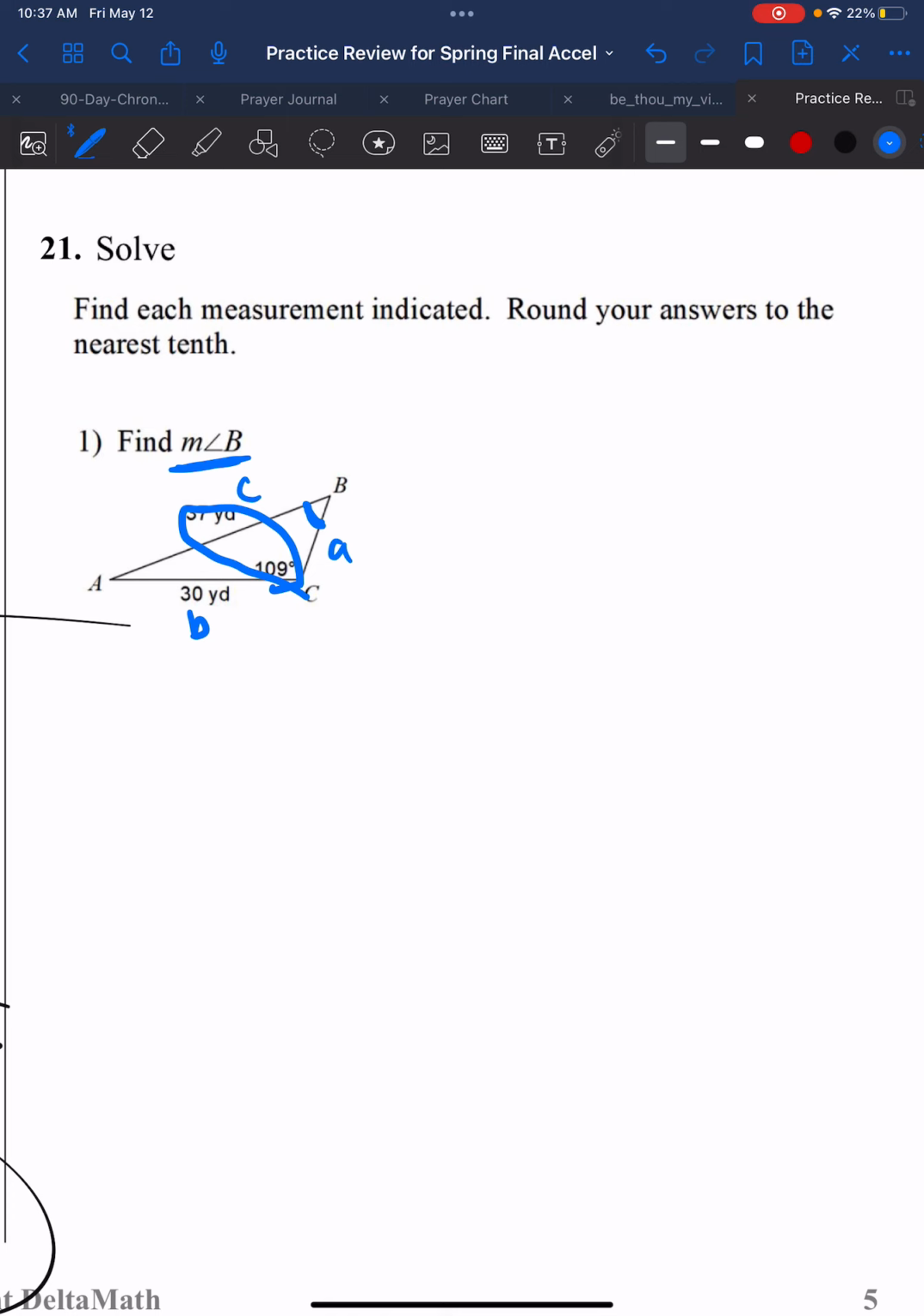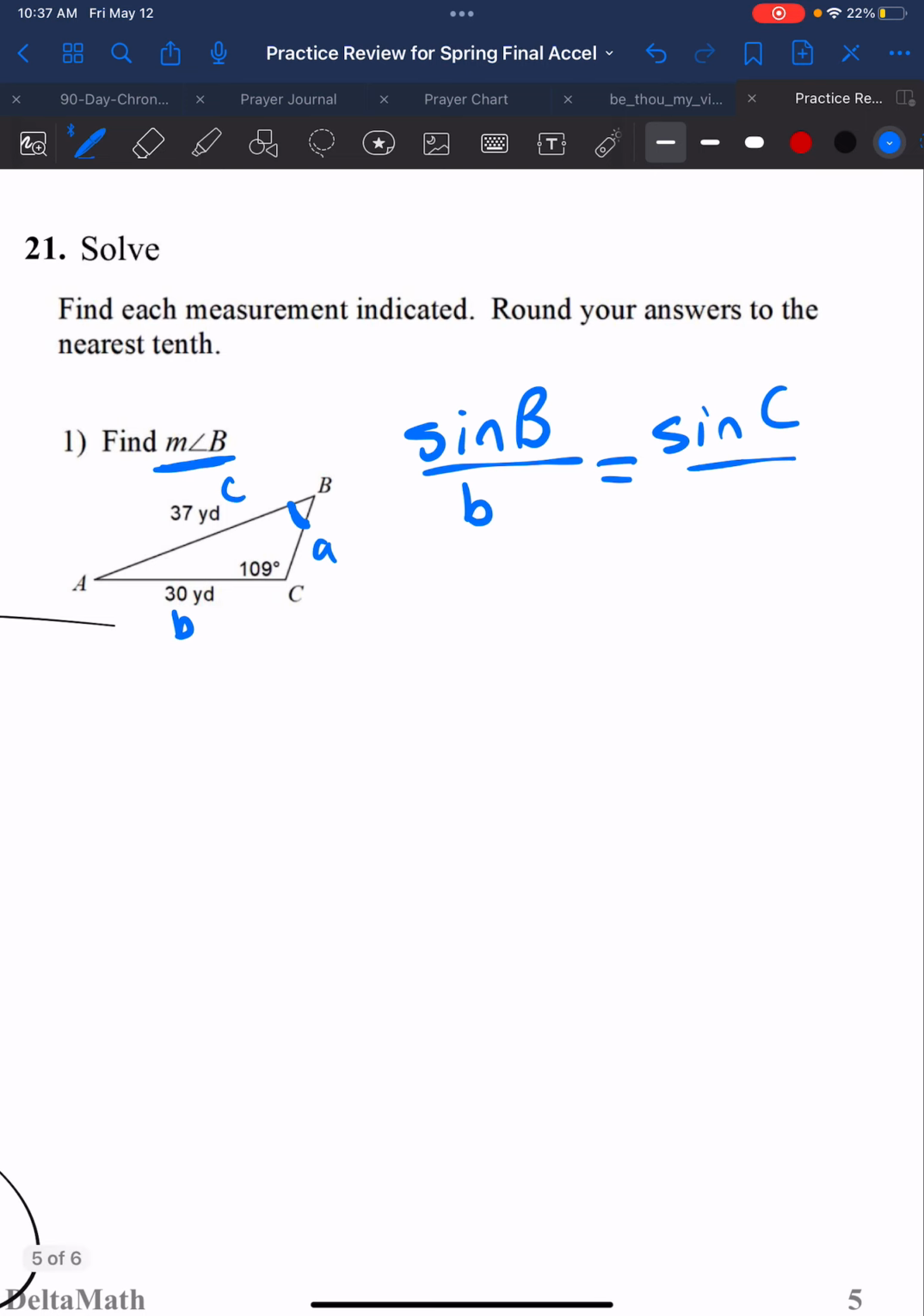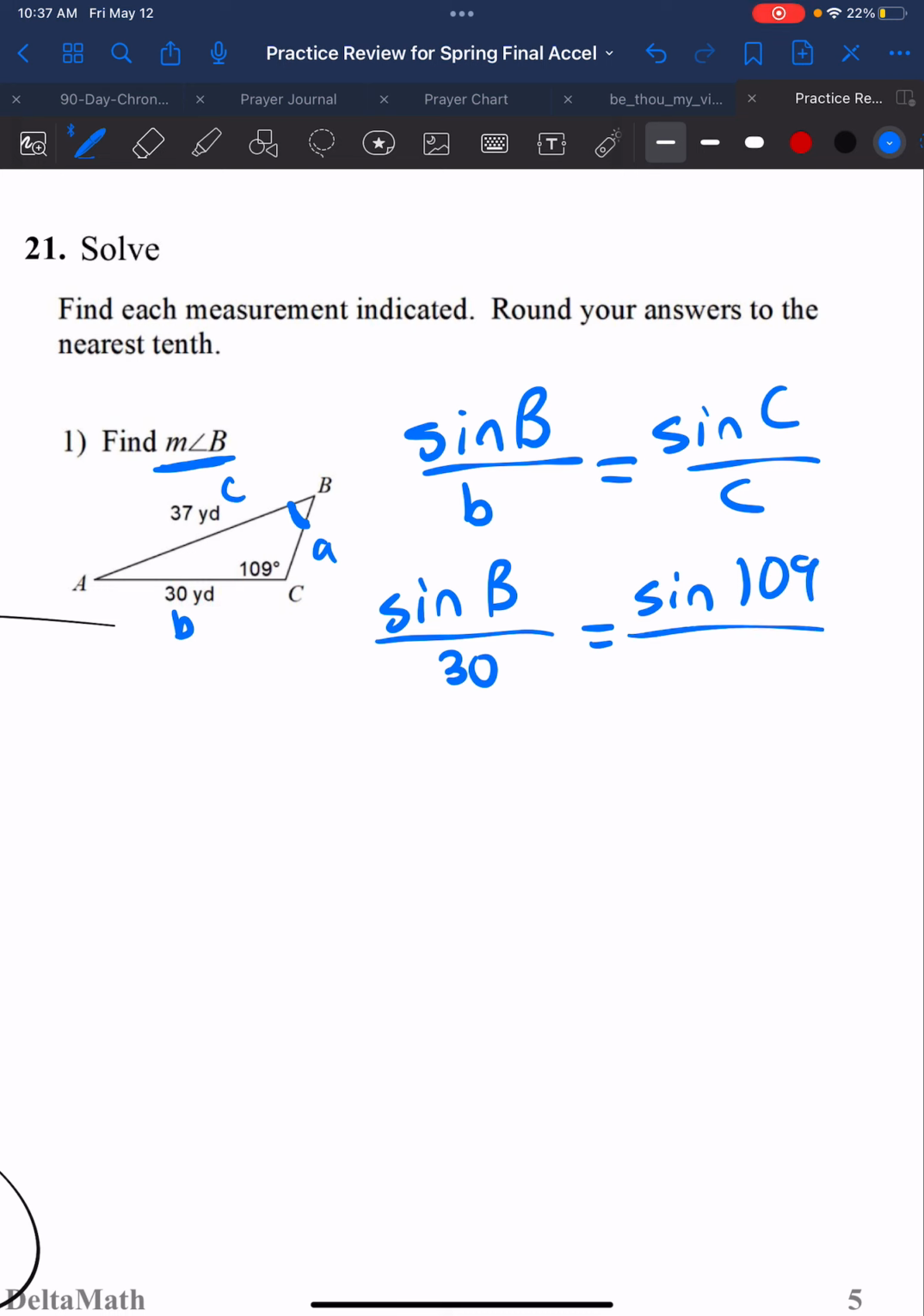So let's write this out. The law of sines tells me that sine B over B is equal to sine of angle C over C. I'm looking for B, so sine B over 30 is equal to sine of 109 over 37. And then I just cross multiply here.